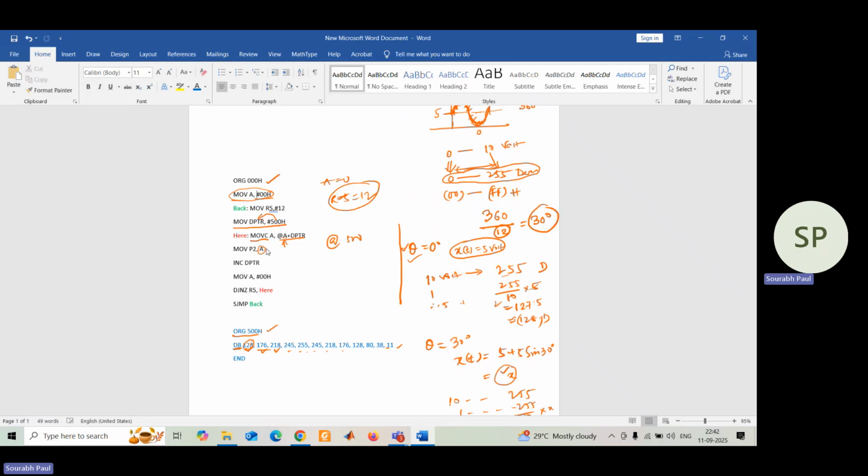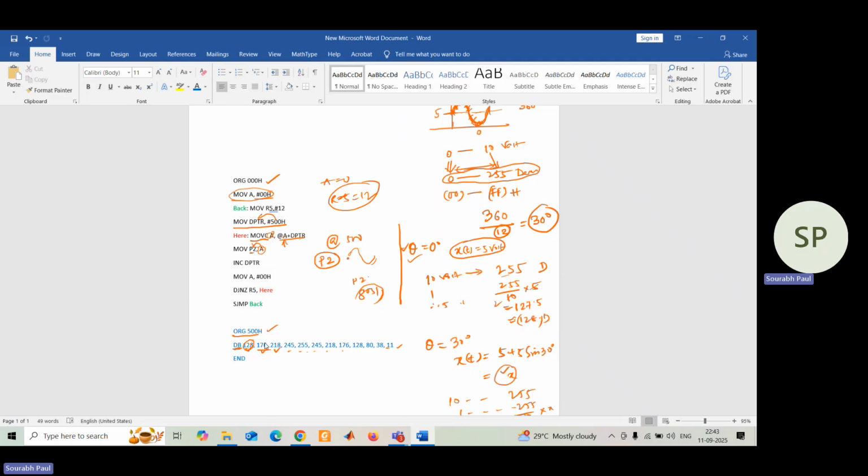So that will come into the accumulator, and I need to show it in the P2 port. In this program, my objective is to show each of these values in the P2 port so that I can display this sinusoidal wave in the P2 port of 8051. That's why I have moved the current value of the accumulator to P2.